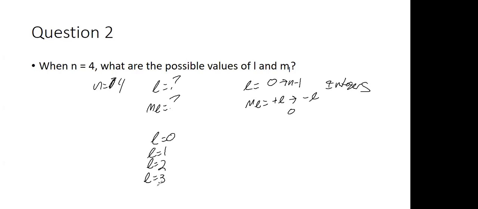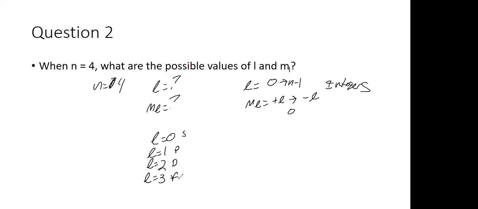So the possible L values we have, if we are in the 4th energy level, which is n equals 4, is that our L could be 0, which is the s orbital. Our L could be 1, which is the p orbital. L could be 2, which is the d orbital, or L could be 3, which is the f orbital.